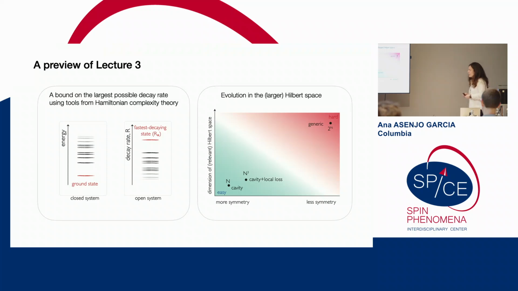Okay, and the last thing that I wanted to tell you is a preview of lecture 3. In lecture 3, we're going to be unchained. Let's forget about fixing the excitation density. We're going to really look at many-body physics and discuss what is the largest possible decay rate in a very generic Markovian system. To do that, we're going to harness some tools from Hamiltonian complexity theory, even though this is a dissipative problem. And I will also tell you some applications, among them something that we've been thinking about, which is how to interpolate between, again, this kind of easy permutation-symmetric cavity and the generic hardness of free space. Thank you.